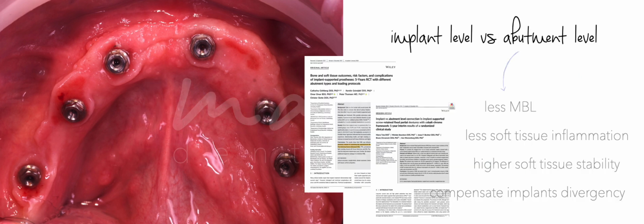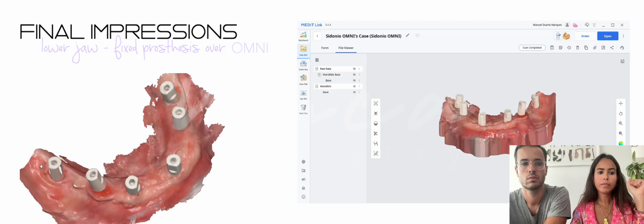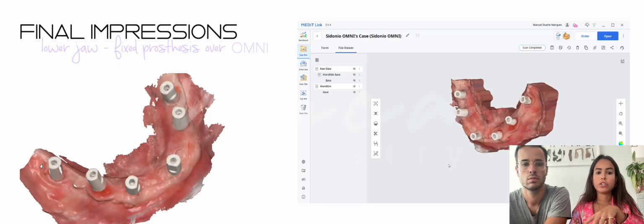And now let me take this moment to explain to you why in this type of restorations we like to work on abutment level instead of implant level. The literature tells us that its use, instead of connecting the superstructure directly to the implant level, results in significantly lower marginal bone loss, less soft tissue inflammation, and also higher soft tissue stability. Also, this abutment level setup protects the implant from overload and compensates for some degree of implant divergency. This will result in fewer mechanical and biological complications. Here you can see a video of the final impressions on the lower jaw.